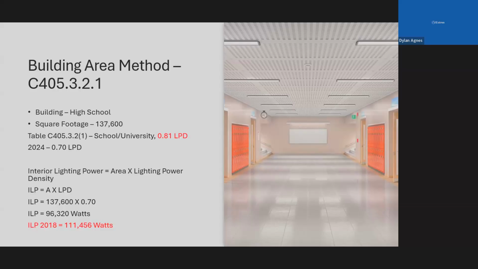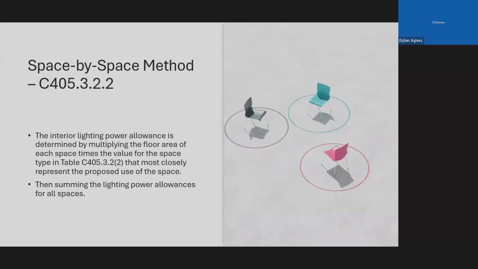But under the 2018 code, that would be 111,456 watts. So that's our allowance. That's what we have to spend for all our building spaces. Doesn't mean you have to spend all of it.